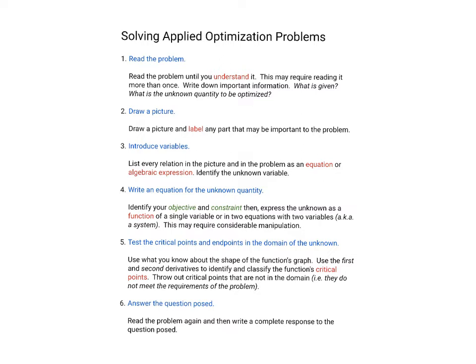We want to read the problem and understand it. This may require reading it more than once. As you're reading it, write down important information like what is given, what is the unknown quantity to be optimized. In other words, get organized. Once you've done that, you may need to draw a picture. If you draw a picture, you should label any part of that that may be important.